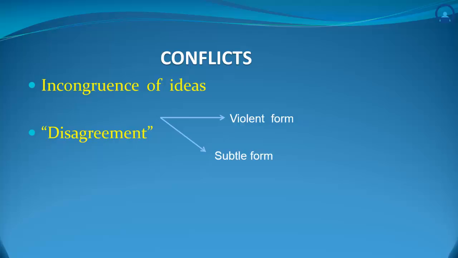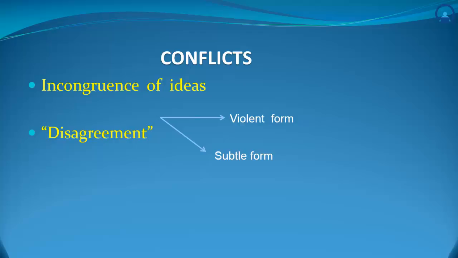According to you, what is a conflict? Conflict is essentially incongruence of ideas. What does incongruence mean? Unequal. Equal is a word which is used in algebra, in mathematics. Congruence is a word which is used in geometry. So here we mention it is incongruence.